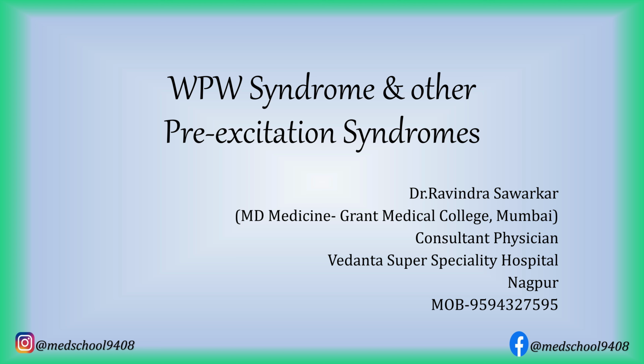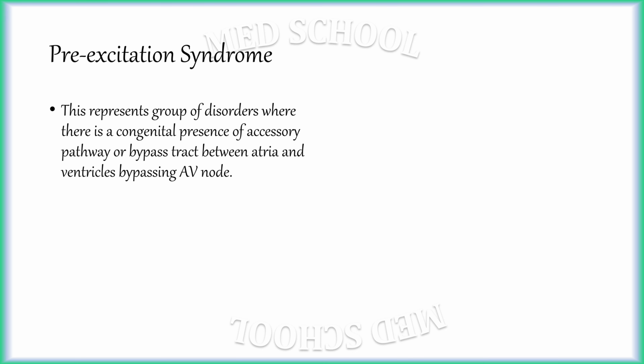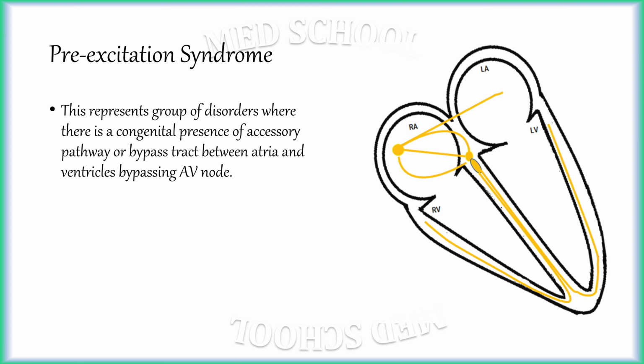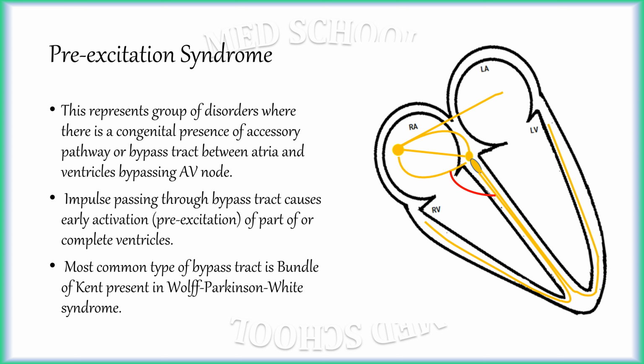Topic for this video is WPW syndrome and other pre-excitation syndromes. So what is pre-excitation syndrome? Pre-excitation syndrome represents a group of disorders where there is congenital presence of an accessory pathway or bypass tract between atria and ventricles, bypassing the AV node. Impulse passing through the bypass tract causes early activation, that is pre-excitation, of part of or the complete ventricle. The most common type of bypass tract is the bundle of Kent, present in Wolff-Parkinson-White syndrome.